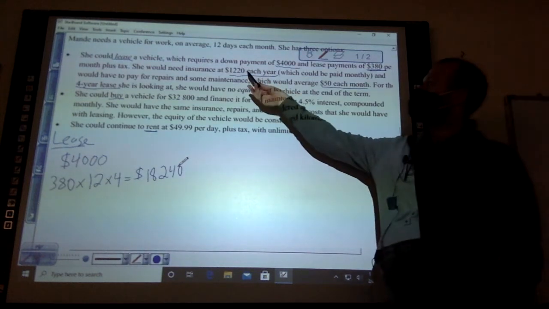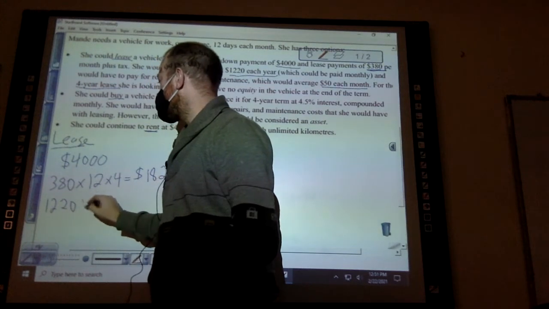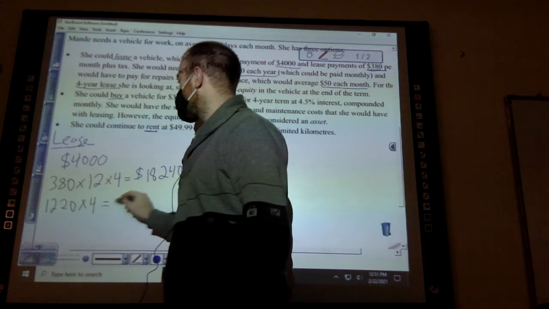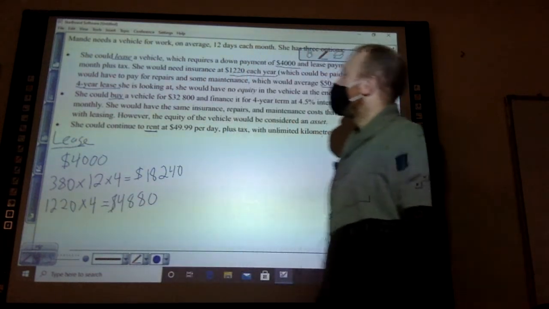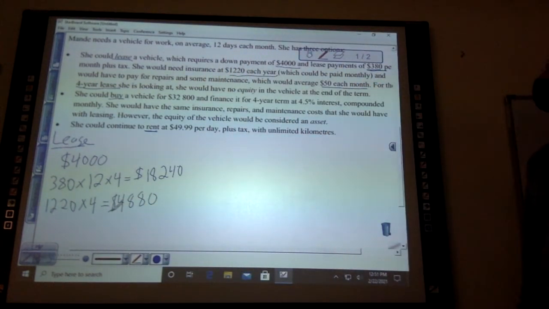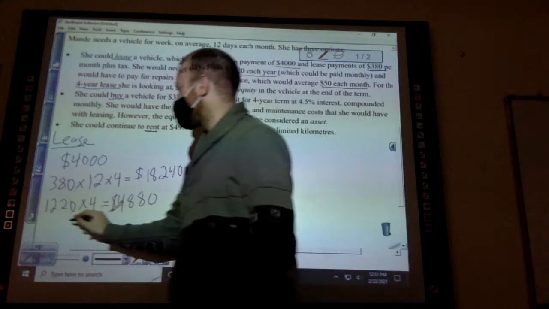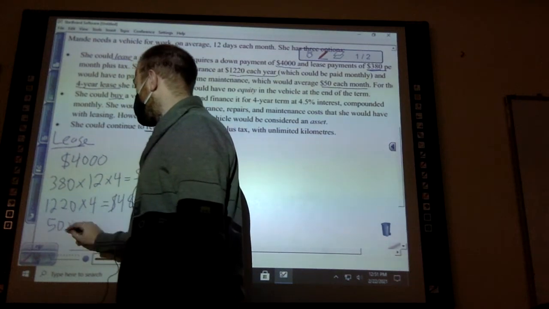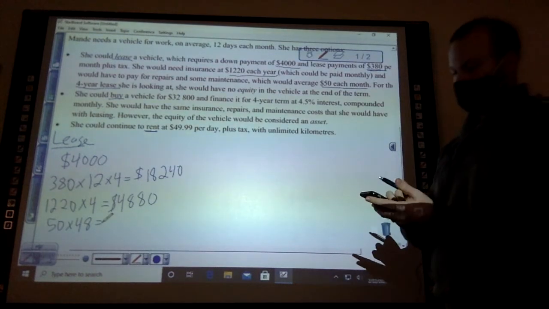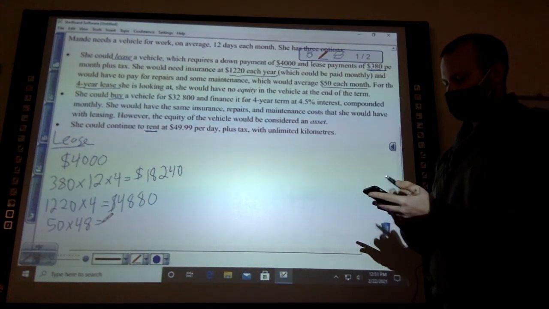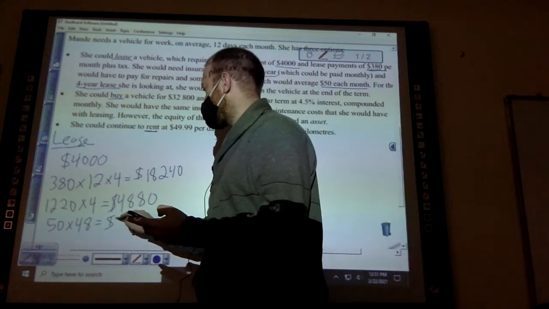Yeah. So we're paying this for 4 years. So 1220 times 4. So this will give us 4,880. Yeah. So 50 every month for 4 years. So again, it's going to be times this 48. Again, I'll put that in the calculator. Yeah. 2,400.